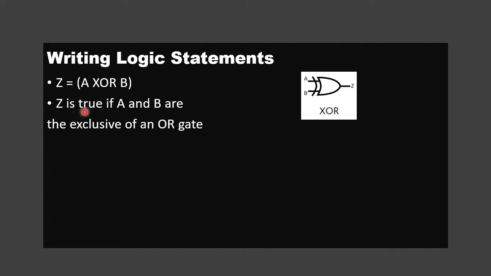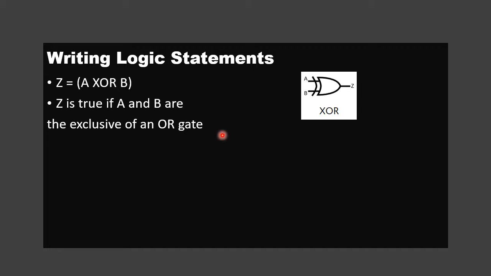Now Z is true if A and B are the exclusive of an OR gate. Like we said before, this is similar to the OR gate except when both the conditions are true. Then there is a confusion, and in that confusion there will be no output. Usually for an OR gate, when both A and B are true, there will be an output.